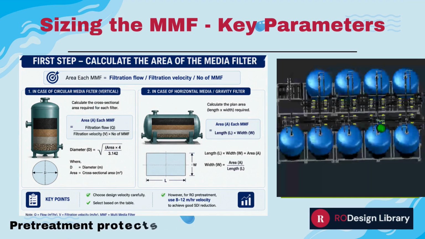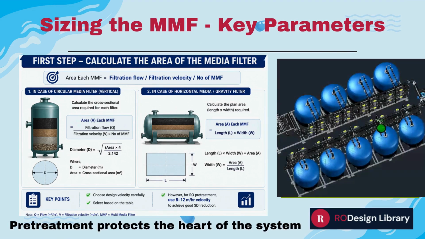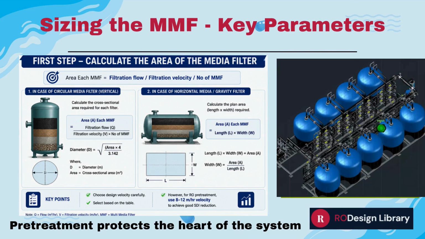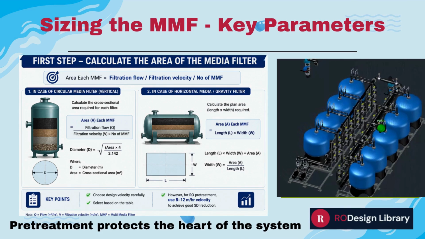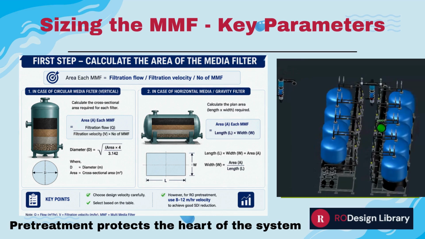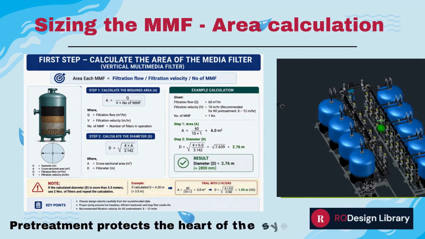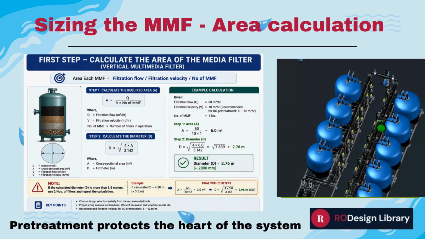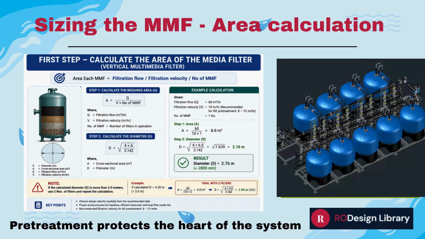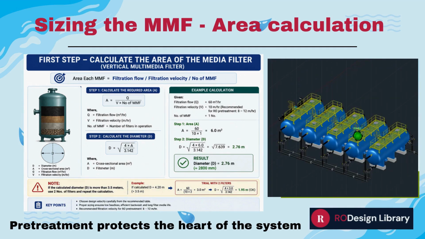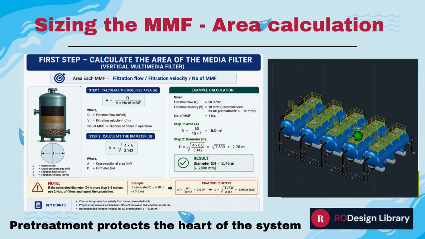Basic sizing. Calculate the required filtration surface area from the flow rate and selected filtration velocity. Formulas for both vertical and horizontal media filters are provided. Let's calculate the size of a vertical multimedia filter. First, divide the filtration flow by the filtration velocity to obtain the required filtration area. Next, calculate the vessel diameter using the area formula.